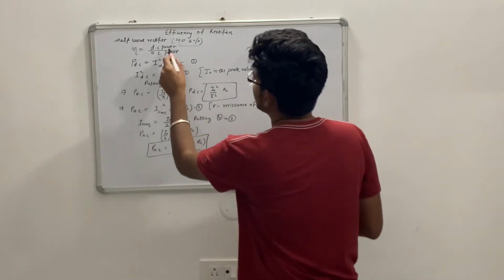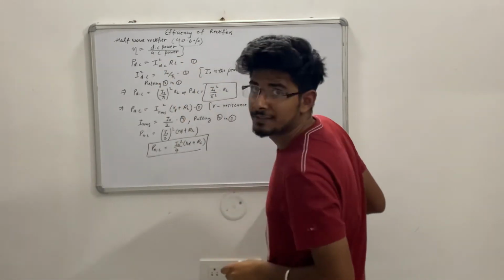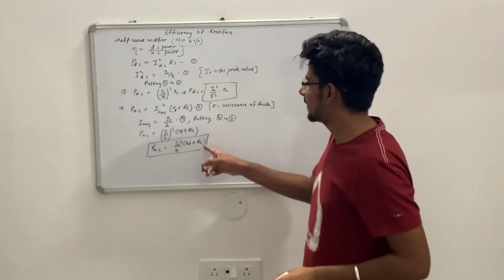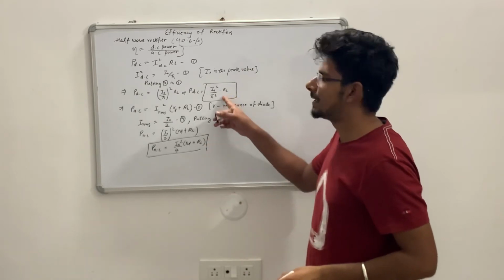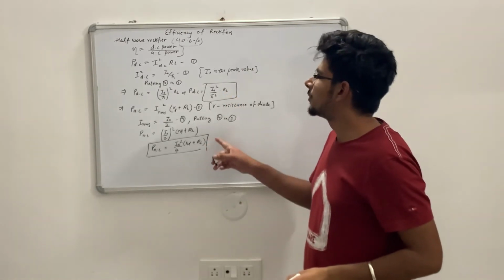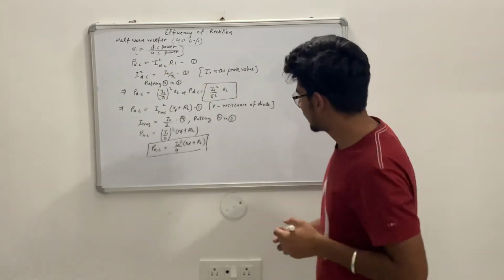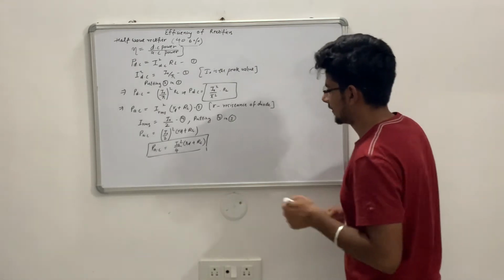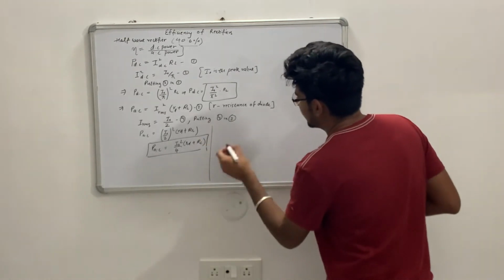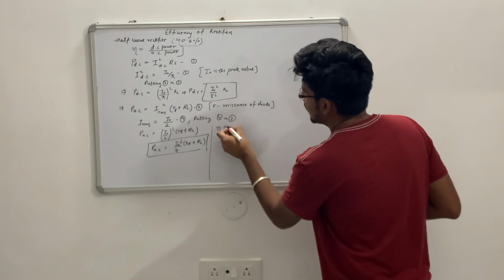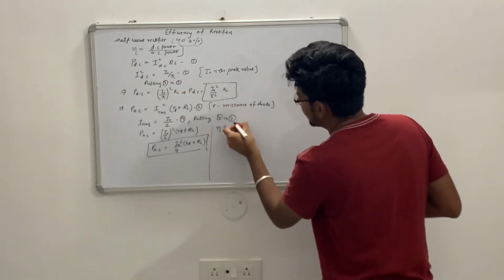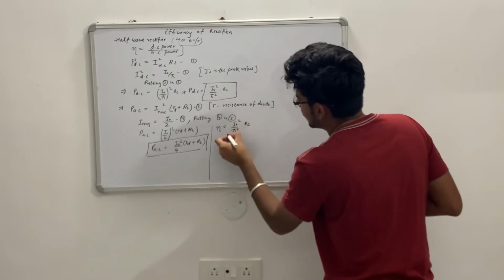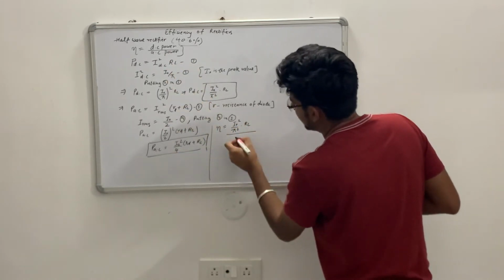And the formula is this: DC power divided by AC power. Now we have calculated AC power, which is this, and we have calculated the DC power, that is this. We will divide both of them to get the value of efficiency. So let us divide both the values. Efficiency is equal to DC power, it is this, divided by AC power, this.